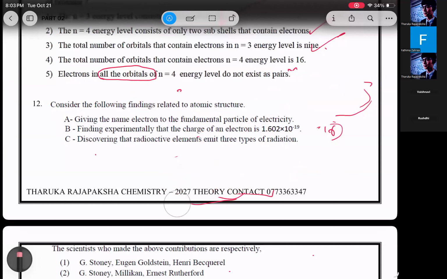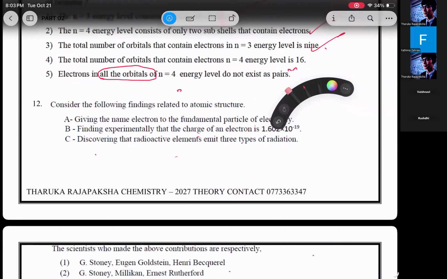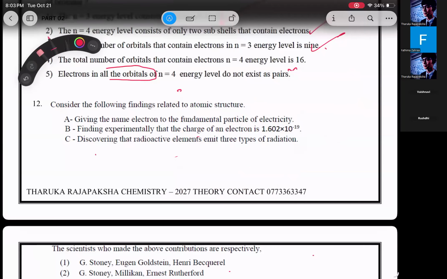Question number. Make it answer number 5. Huh? Answer number 5. 12th one.